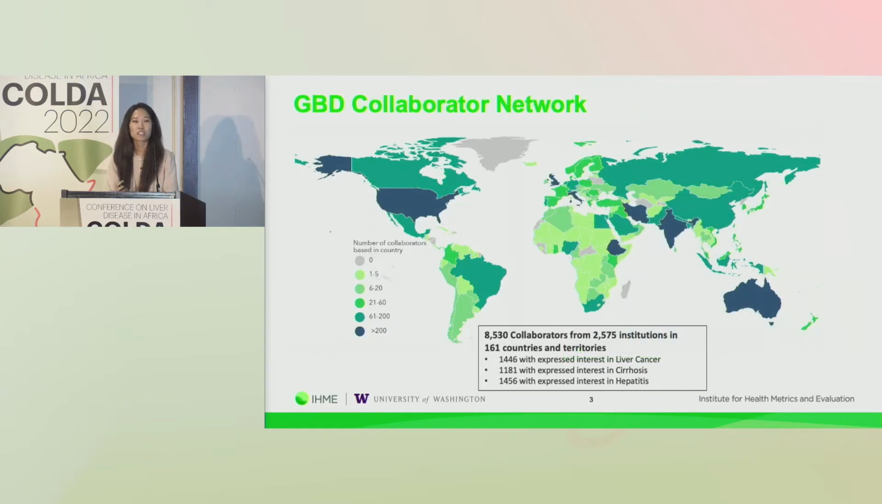In addition to about 400 staff currently working in Seattle in GBD Enterprise, we have over 8,500 collaborators all around the world, many of whom are interested in the liver disease estimation process.